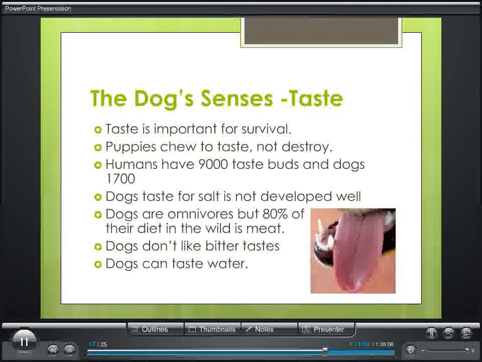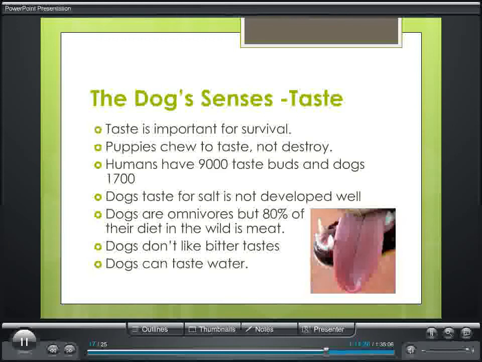The next sense we're going to talk about is taste. Taste is not that important for dogs, but they do need some of it for survival. One note here is that puppies chew to taste, not to destroy. Dogs that are chewing to destroy things, that's a whole different matter. Usually it has to do with some pretty severe separation anxiety. But when puppies go around, what they're really trying to do is taste their world.